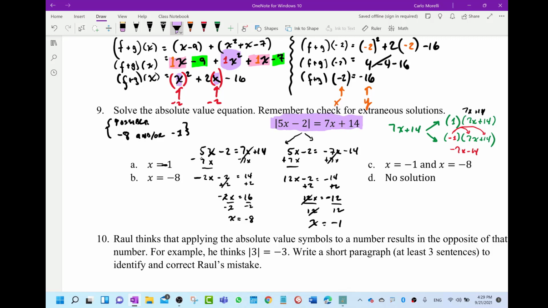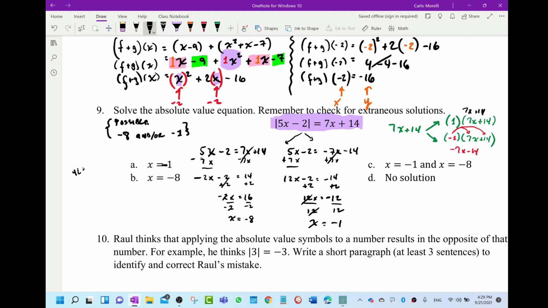So you can do it in your head. What is 5 times negative 8? We're going to test negative 8. 5 times negative 8, that's negative 40. Negative 40 minus 2 is negative 42. The absolute value of a negative number is positive, so it's 42. So that side's 42. Let's just write that little note here.